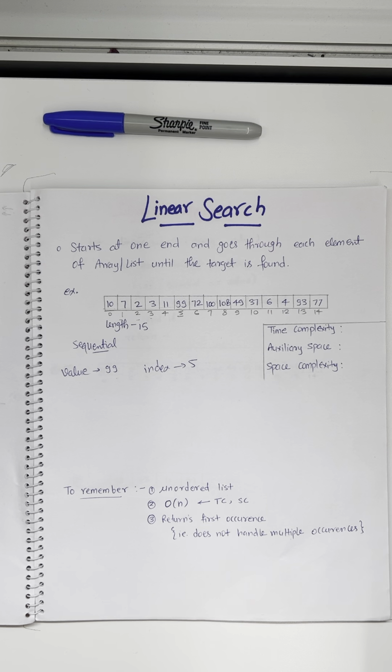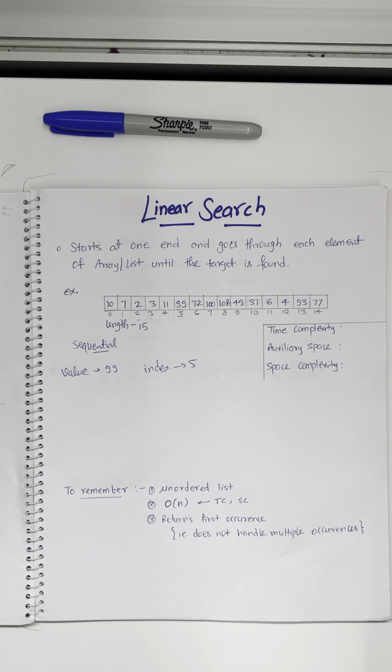The same logic is used in linear searching algorithm. In linear searching algorithm, you have two inputs. One is an array or list, basically a collection of elements that you have, and the other is the value that you are looking for. You can call it a target. Linear search works by starting at one end and going through each element of the array or list, whatever you're using, until the target is found.